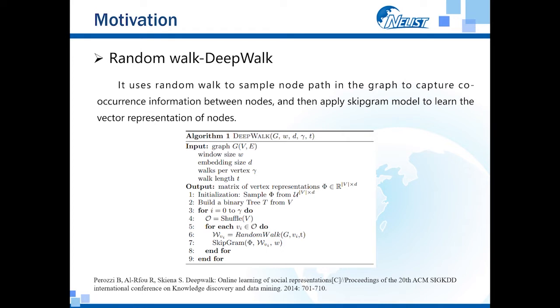Next, the second is DeepWalk. It uses random walks to sample node paths in the graph to capture the co-occurrence information between the nodes, and then applies the skip-gram model to learn the vector representation of nodes. This type of method converts the graph to node sequences with graph properties by random walk sampling, and then applies skip-gram or other models on the sampled sequences to get the representations.